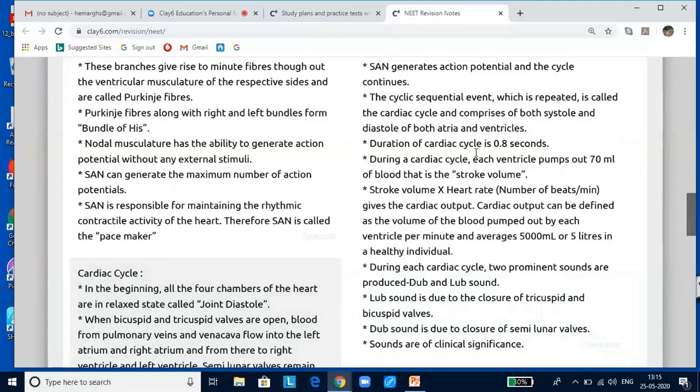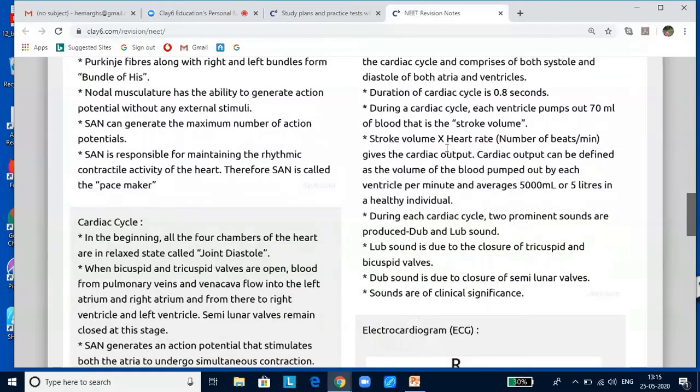Cardiac output of an athlete is much higher than an ordinary man. The first heart sound is associated with the closure of the tricuspid and bicuspid valves, whereas the second heart sound is associated with the closure of the semilunar valves. And these sounds are of clinical significance.